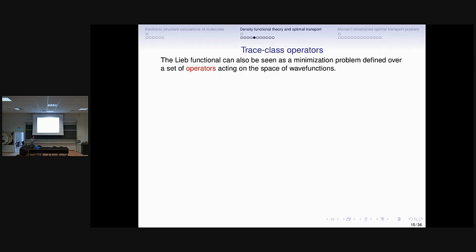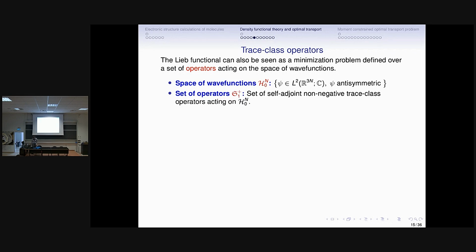To explain the link between quantum optimal transport and this Lieb functional, I need to introduce trace class operators. More precisely, these will be some particular operators that will act onto a space of wave functions. Here H0 of n is a set of wave functions that are in L2 and anti-symmetric. Here I don't consider the finite kinetic energy property I was requiring for the admissible set I introduced before. And here, sigma 1 plus will be the notation for the trace class operators I'm going to consider. More precisely, these will be the set of self-adjoint non-negative trace class operators that act onto this space H0n.